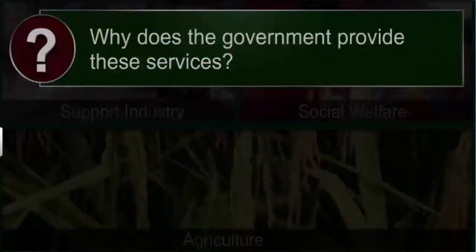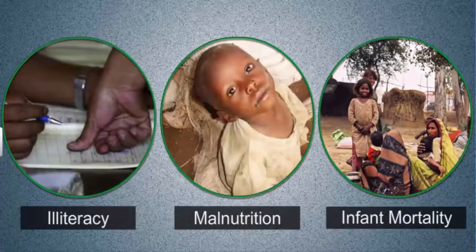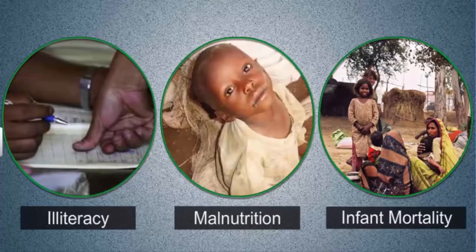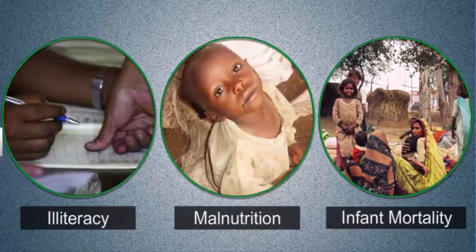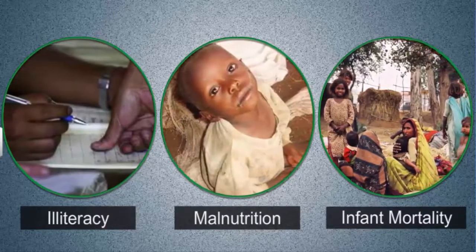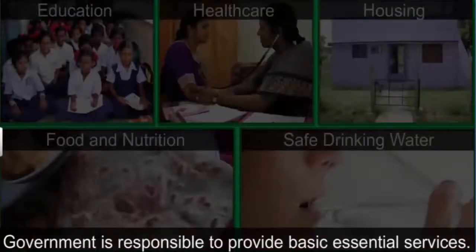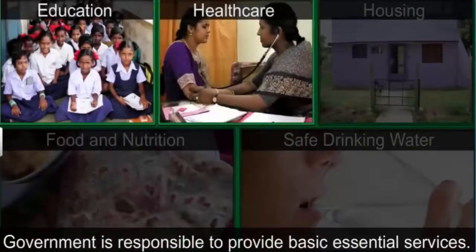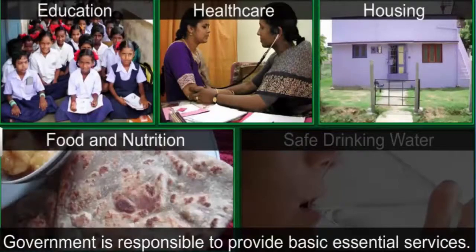Even after 60 years of independence, illiteracy, malnutrition, and high infant mortality are serious problems in India. It is the primary responsibility of the government to provide basic essential services like education, healthcare, housing, food and nutrition, and safe drinking water to all the people.